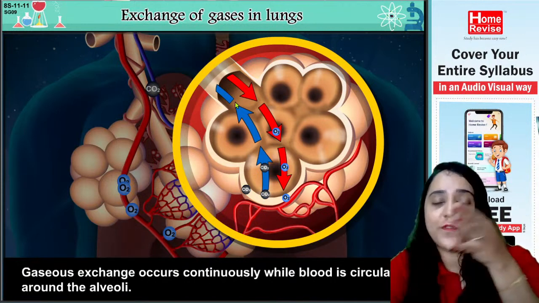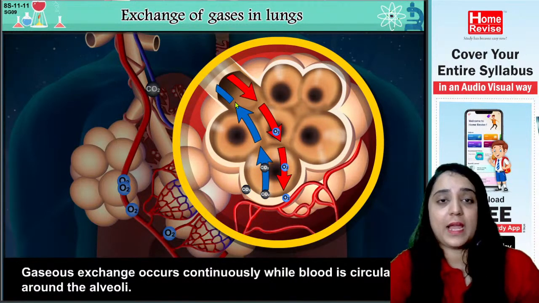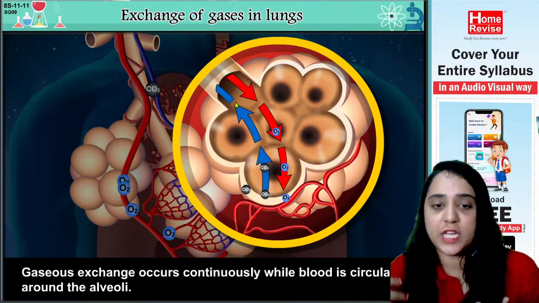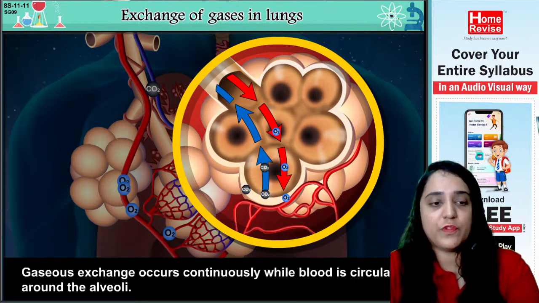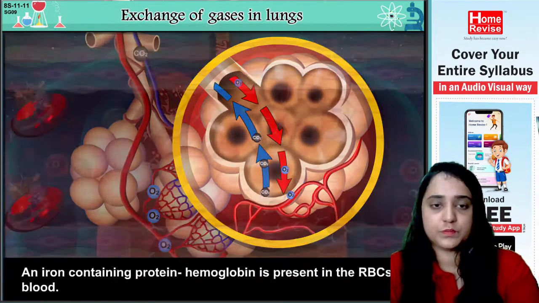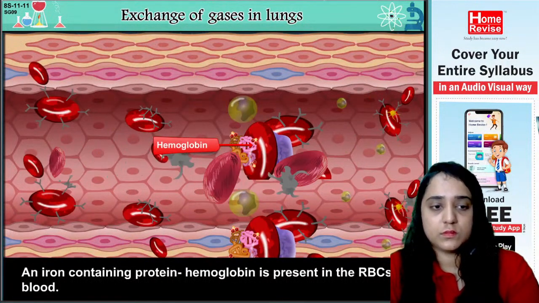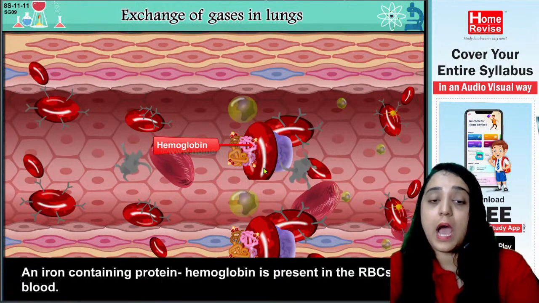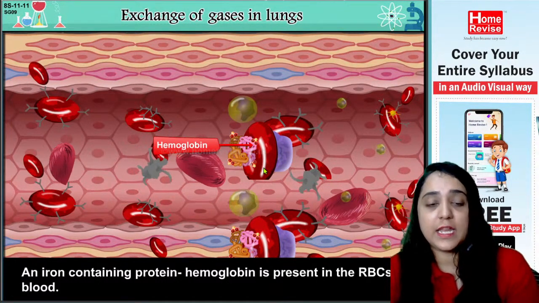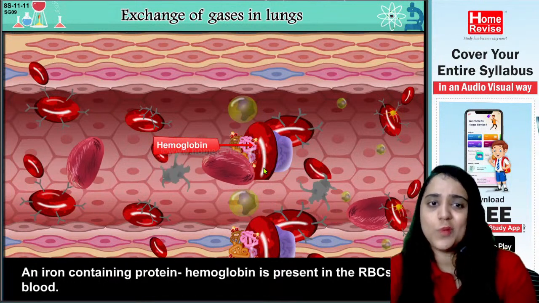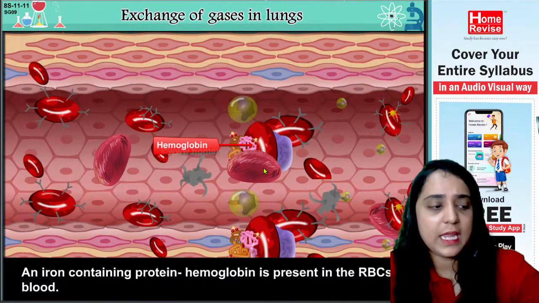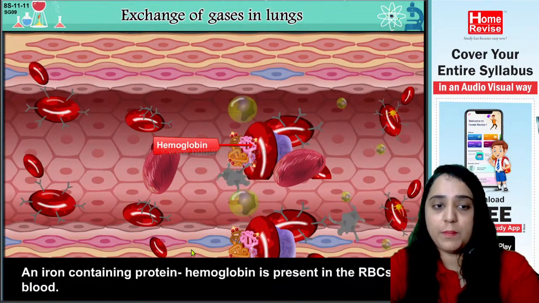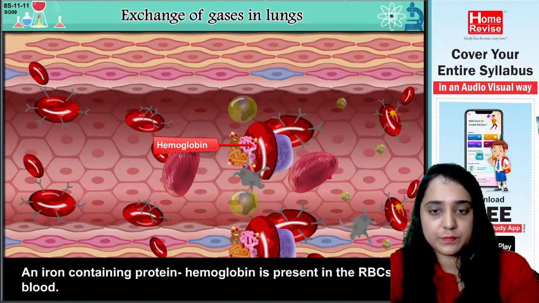As the blood is moving from one place to another, you will always find that the gases, the oxygen and the carbon dioxide, are continuously exchanging while the blood is moving. An iron-containing protein, hemoglobin, is present in the RBCs of the blood. Hemoglobin is nothing but the iron-containing protein, which you will find in the RBCs, the red blood corpuscles.